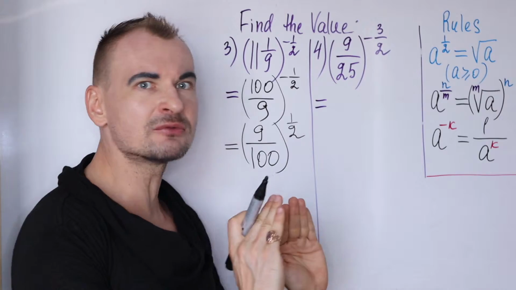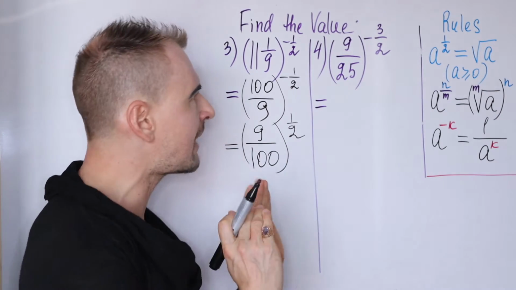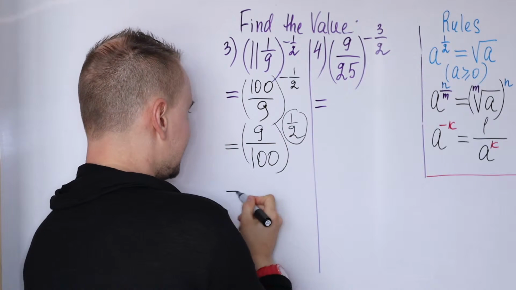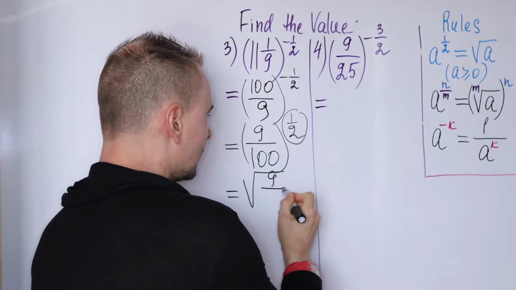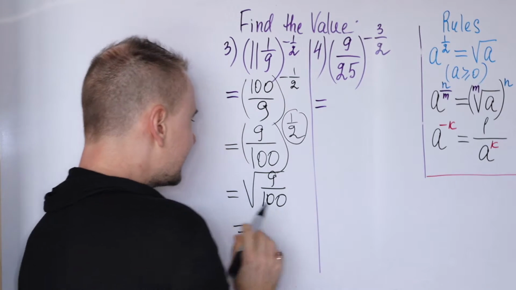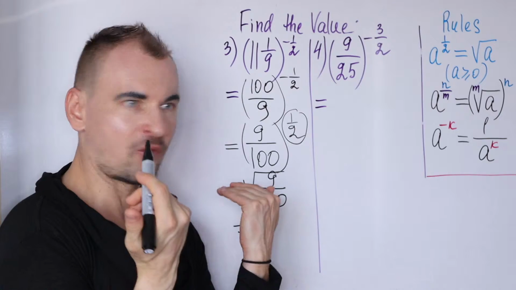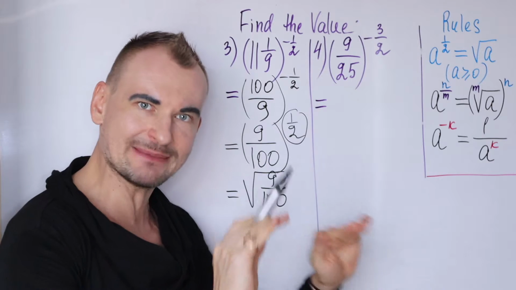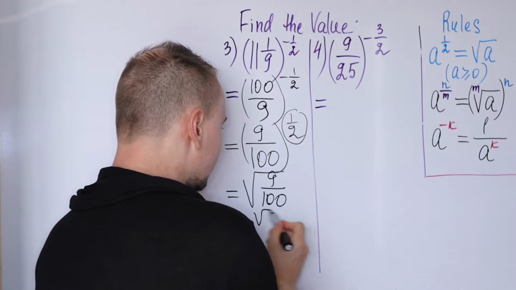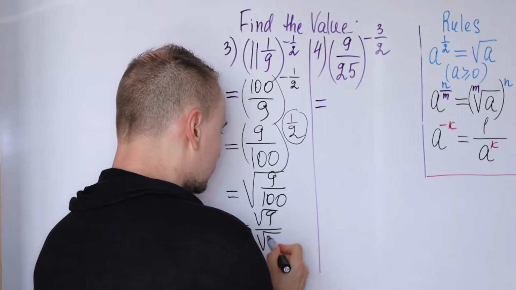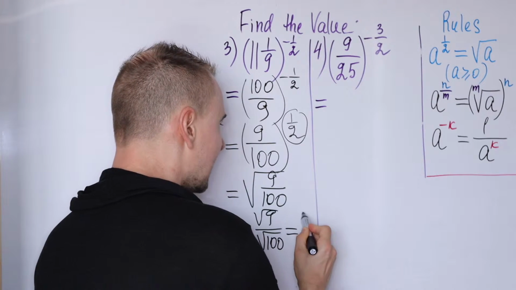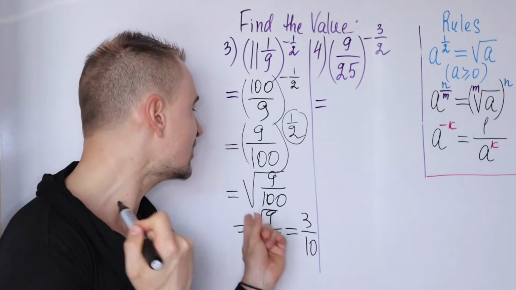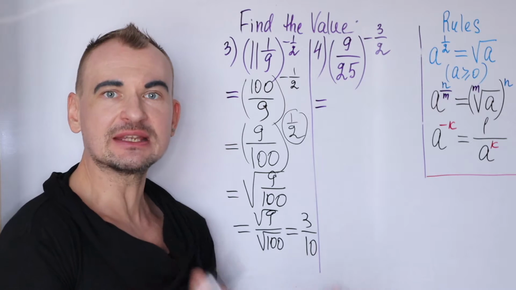Anytime you come across a fractional power, you want to turn it into radical form. Since it's one half, it's the same thing as the square root of 9 over 100. And it's very similar to what I did before. You have a square root of a fraction, so you just take the square root separately. You split it up: square root of 9 over square root of 100, and you will be left with 3 over 10, since 3 times 3 gives you back this 9, and 10 times 10 gives you back this 100.